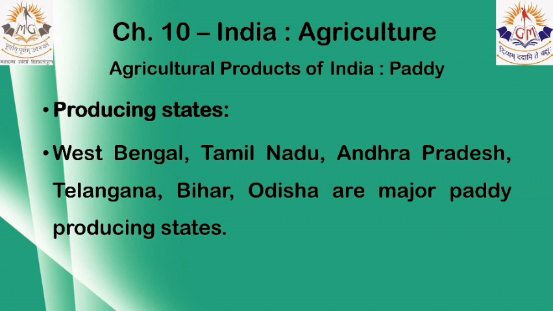Next producing state, major, that means West Bengal comes at number 1. Number 2 is Tamil Nadu. Number 3 is Andhra. Andhra is now divided into Andhra Pradesh and Telangana, so Telangana comes next. Bihar, Orissa, they are the major paddy producing states in the country. So the largest producer of paddy in the country is West Bengal. Then comes Tamil Nadu, Andhra Pradesh, Telangana, Bihar, Orissa, in that descending order.